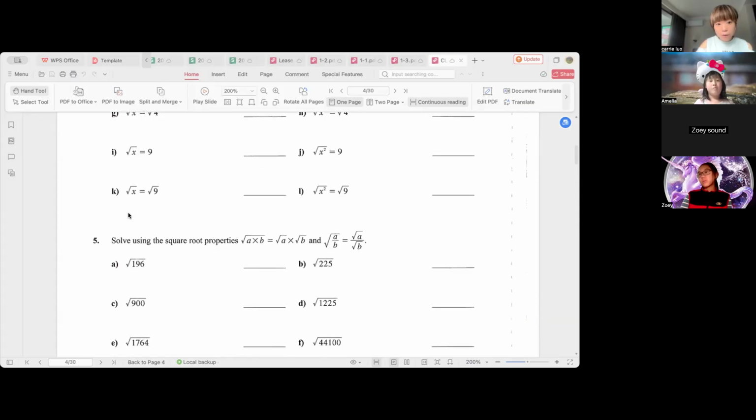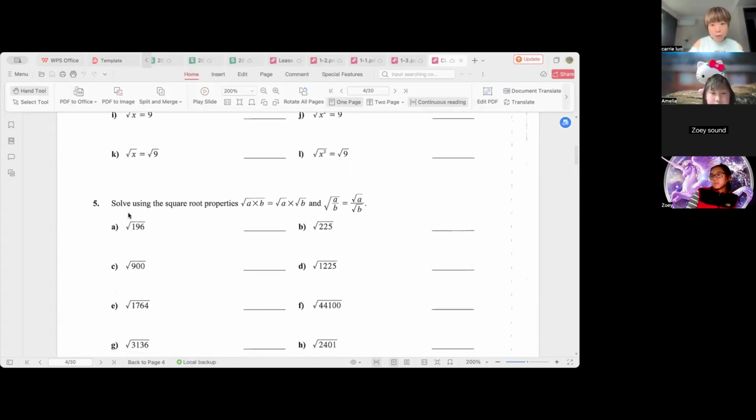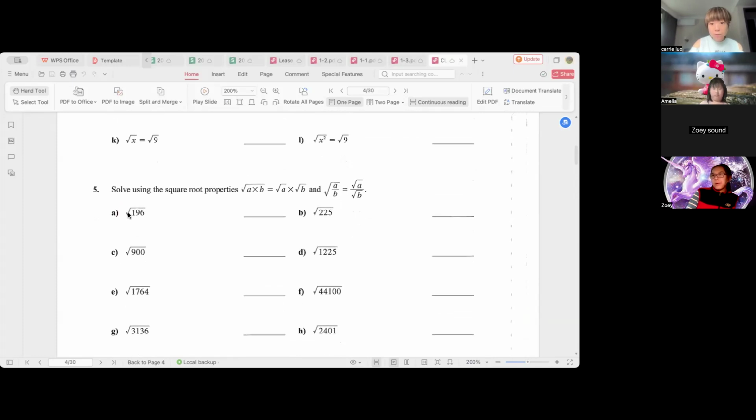Okay, so let's take a look at this one. Solve using the square root properties. It is very important that we understand the square root of a times b equals the square root of a times the square root of b, and the square root of a over b equals the square root of a over the square root of b. Now I'm going to ask you to do a few questions: E, F, G, H. These 4 questions.